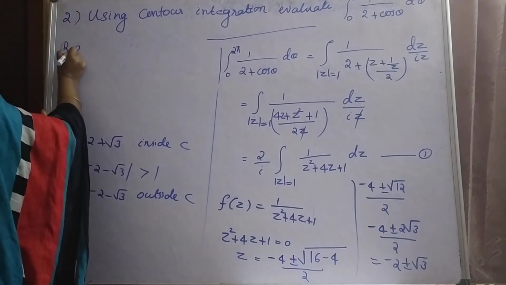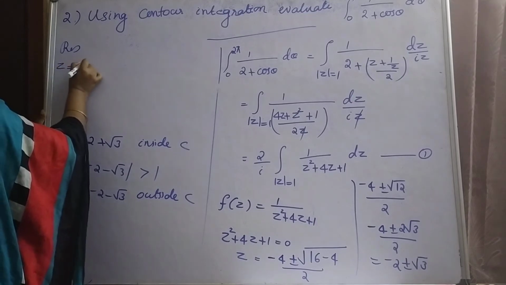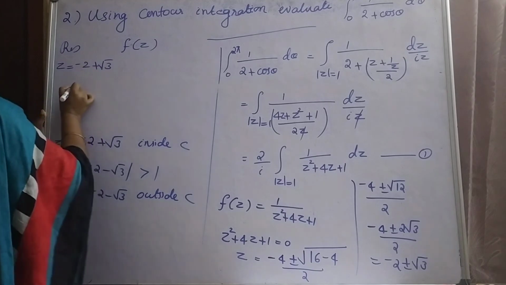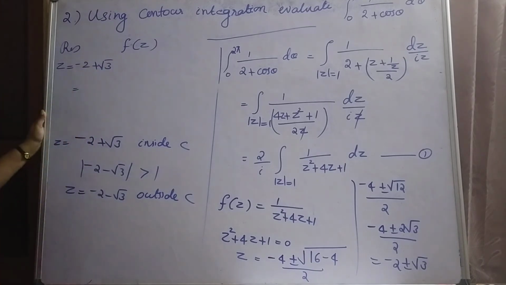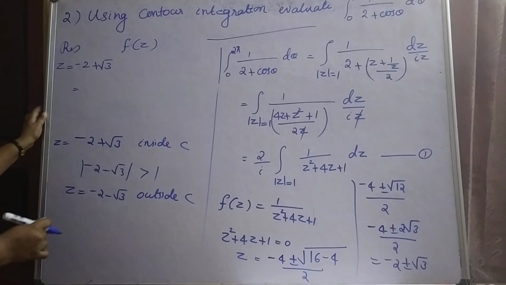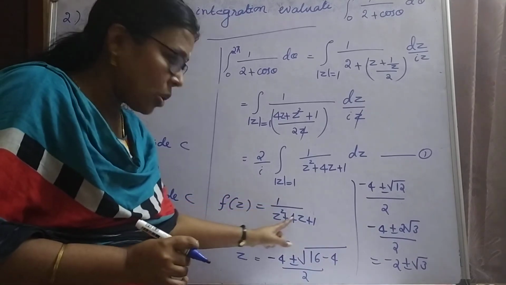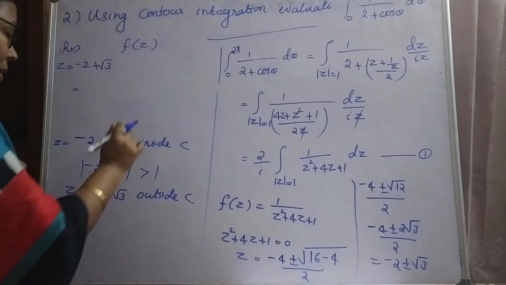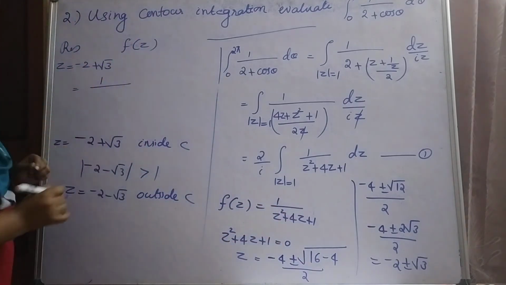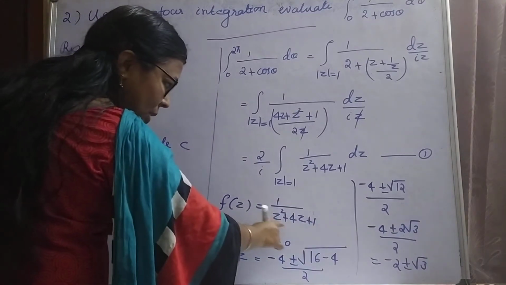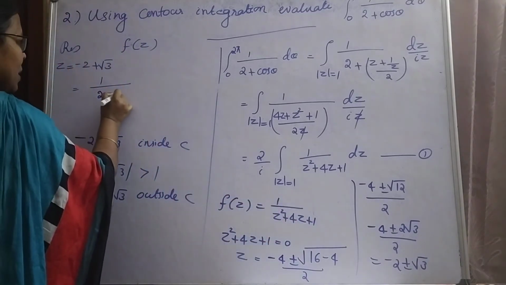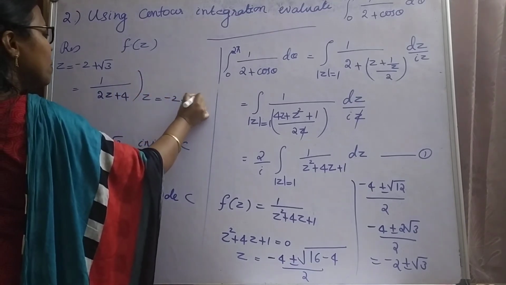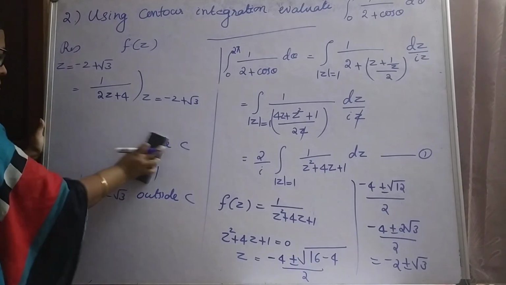Residue at z equal to minus 2 plus root 3. Here f of z is of the form 1 by z square plus 4z plus 1. What about the residue? By using the second formula, 1 by numerator by derivative of denominator, which is 2z plus 4. Put the value for z as minus 2 plus root 3.